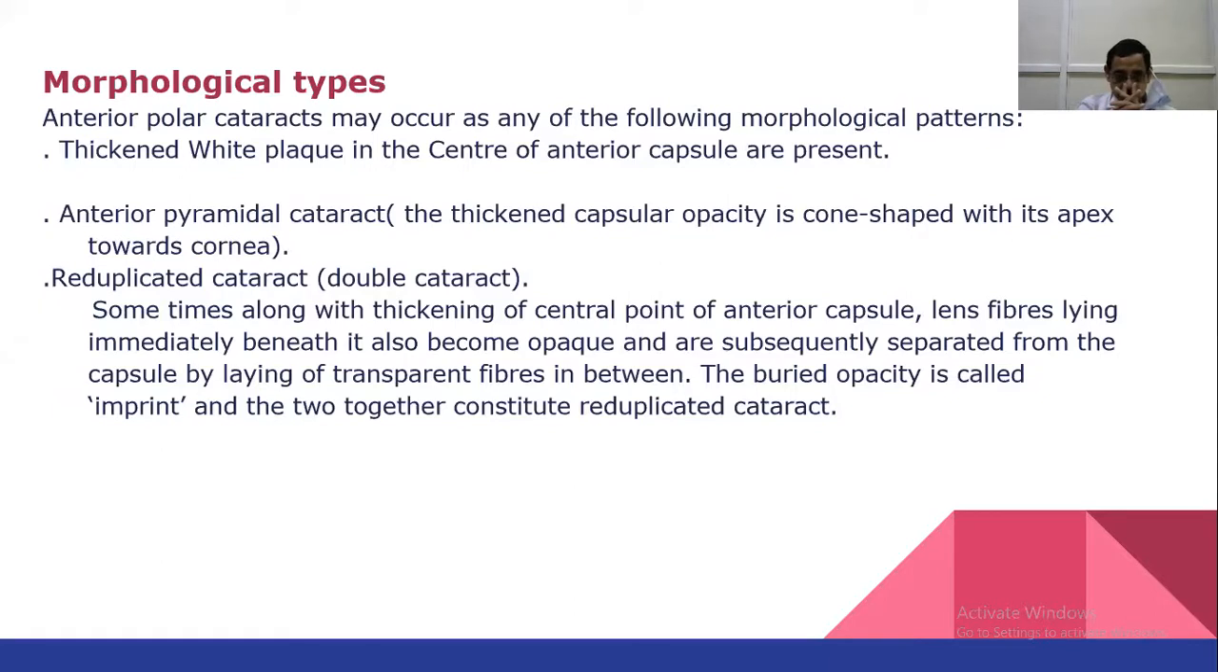Morphological types of anterior polar cataracts: they may occur as any of the following patterns. Thick and white plaques in the center of the anterior capsule are present. Anterior pyramidal cataract: the thickened capsular opacity is cone shaped with its apex towards the cornea. Reduplicated cataract or double cataract: sometimes along with thickening of the central point of the anterior capsule, lens fibers lying immediately beneath it also become opaque and are subsequently separated from the capsule by laying of transparent fibers in between. The buried opacity is called an imprint, and the two together constitute a reduplicated cataract.